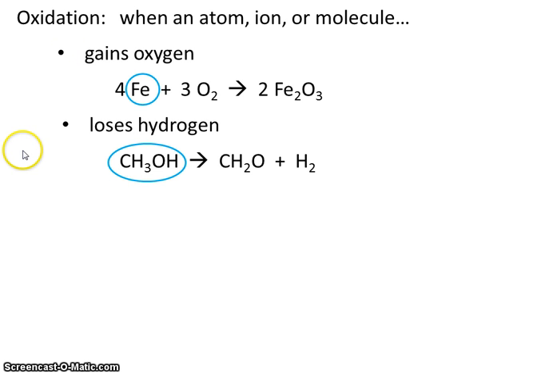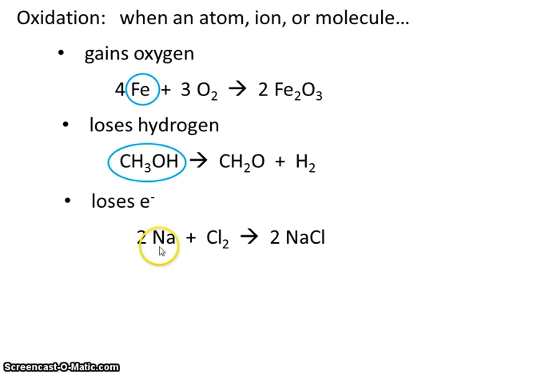For our third definition, when an atom, ion, or molecule loses electrons. So we know sodium's a metal, and chlorine is a nonmetal. What do metals do with electrons? Well, they lose them. What do nonmetals do with electrons? They gain them. So here we have sodium. It will transfer one of its electrons to chlorine. So now sodium has lost an electron. So sodium has been oxidized.